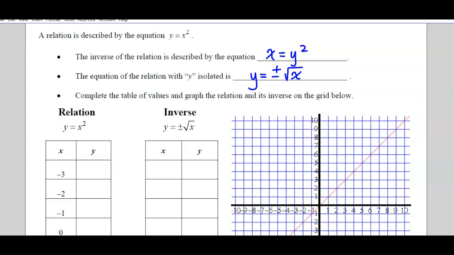I'm graphing it without a table of values, right? You should be able to do that from Math 20. 0, 0; 1, 1; and symmetrical, -1, 1. 2 over is 4 up, 2 squared is 4. Same on the other side. 3 over, 3 squared is 9, and same on the other side. Right? It's symmetrical about the axis of symmetry.